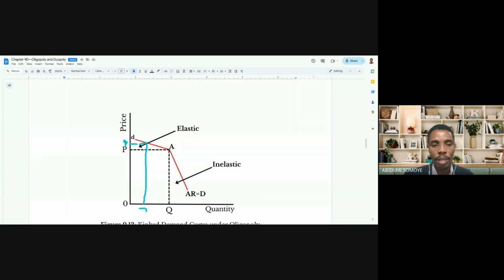What's going to happen? Quantity is going to fall drastically. You can see that this portion is more than the change in price. So if one of the firms in an oligopolistic setting increases its price, then the quantity demanded by consumers will fall, and it could be drastic.